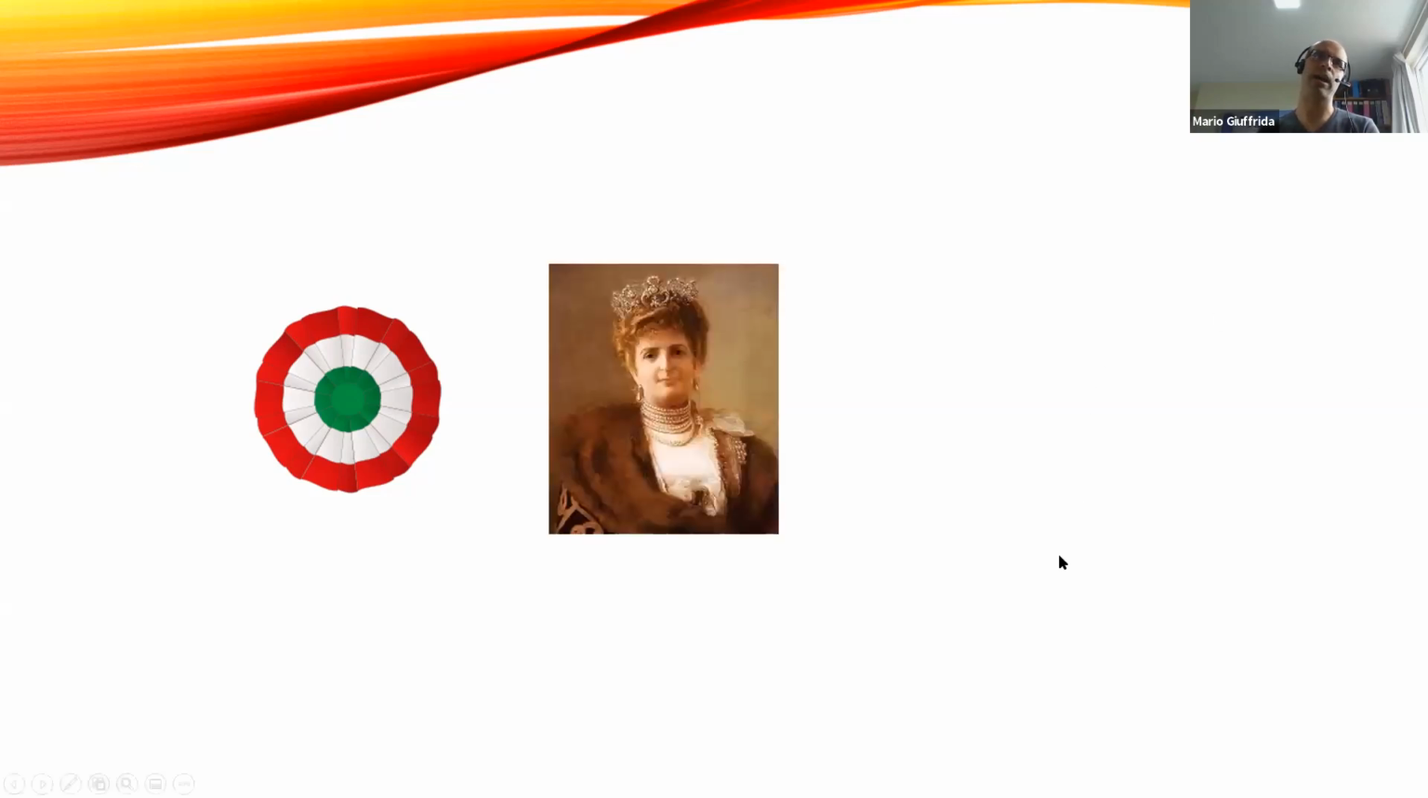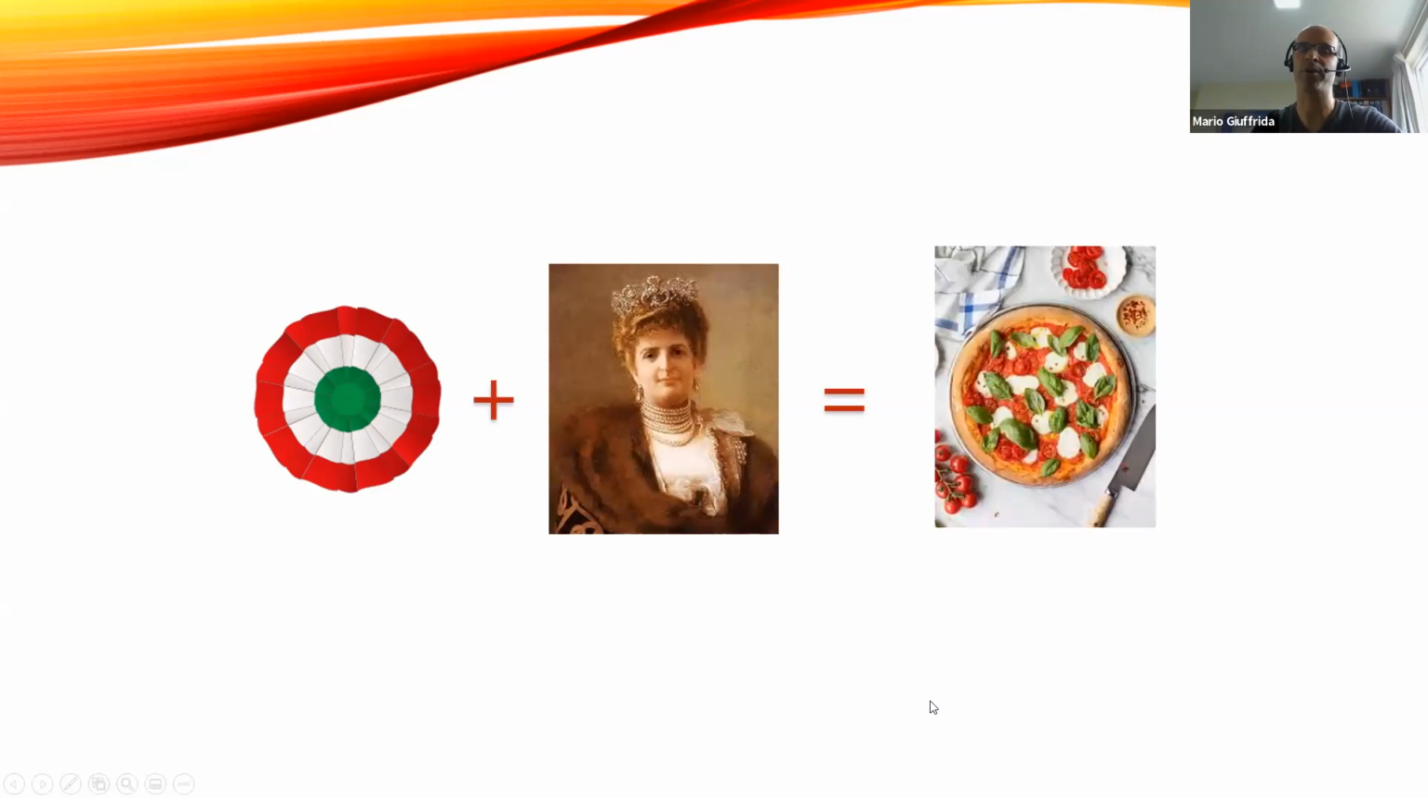On the third attempt, he thought of making a pizza using the colors of the newly formed Italian flag. He put tomato sauce, mozzarella, and basil. Apparently the Queen liked this pizza a lot. She really enjoyed it. And so you can now understand that this was basically how the pizza Margherita was born.